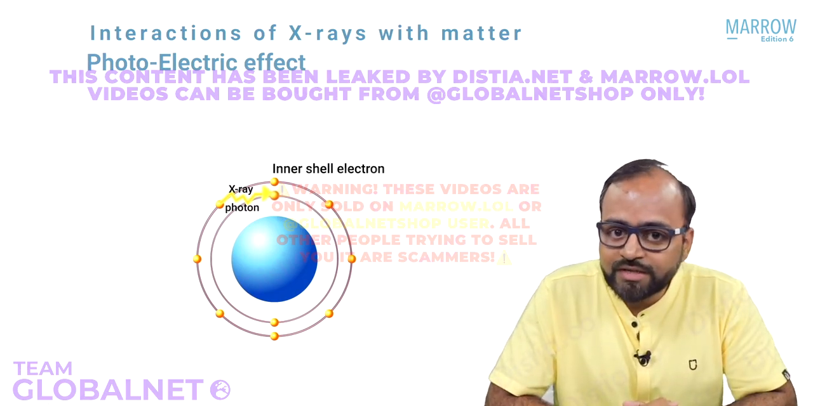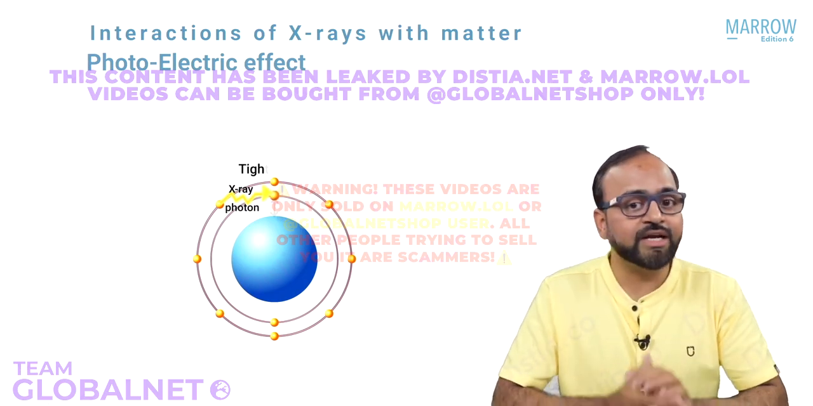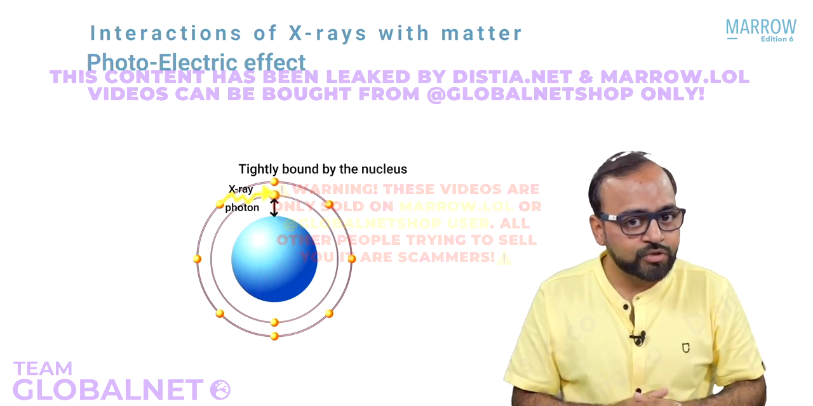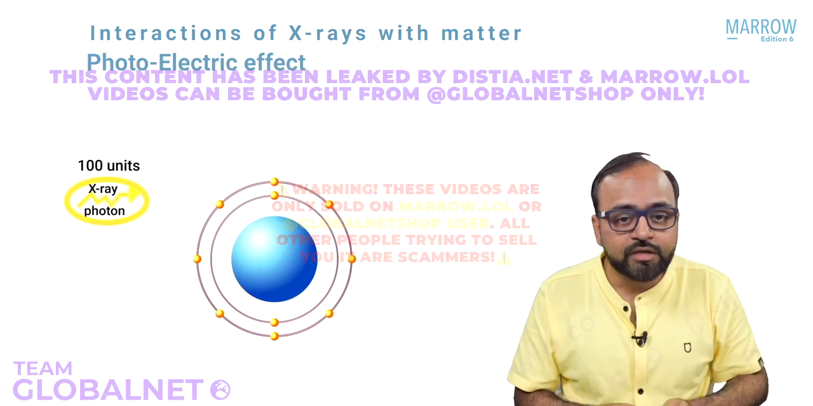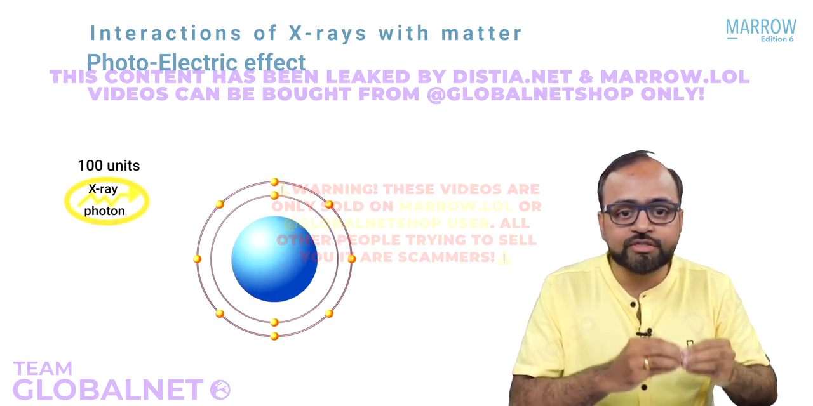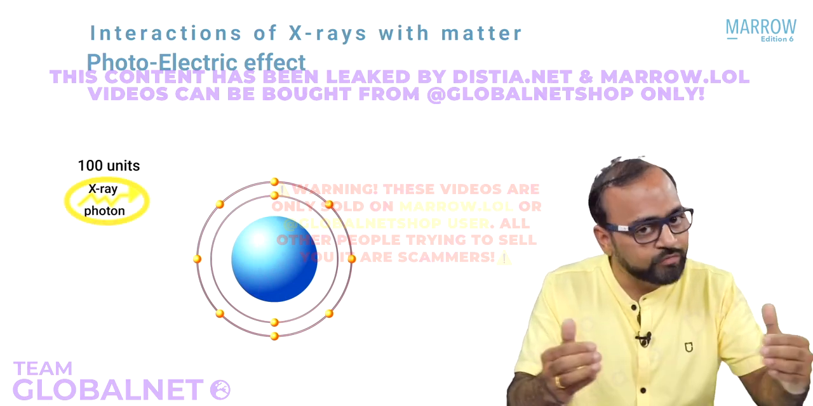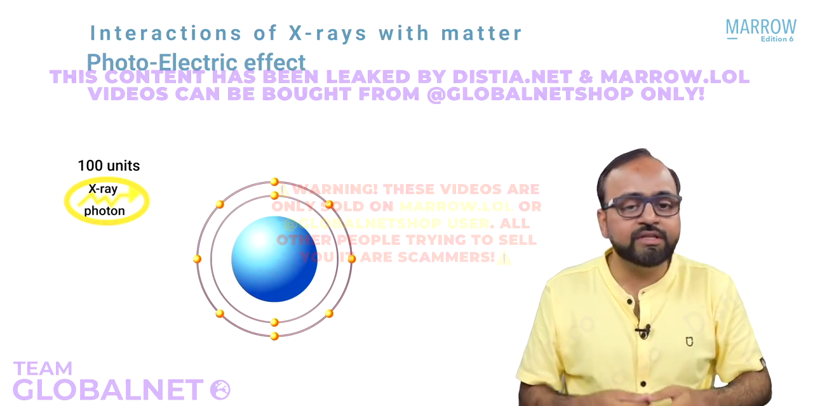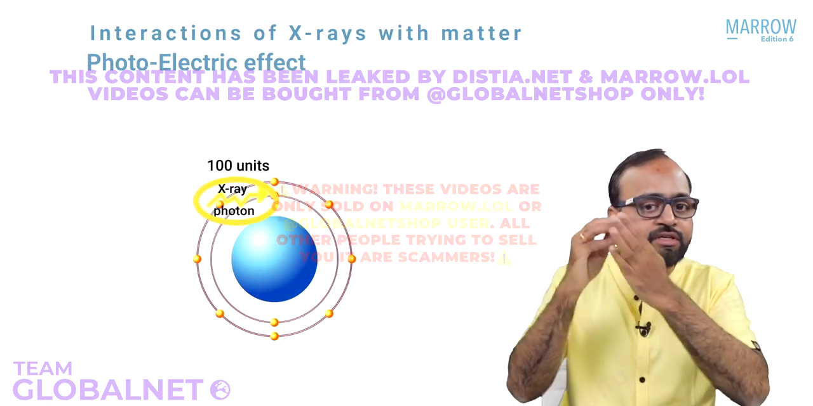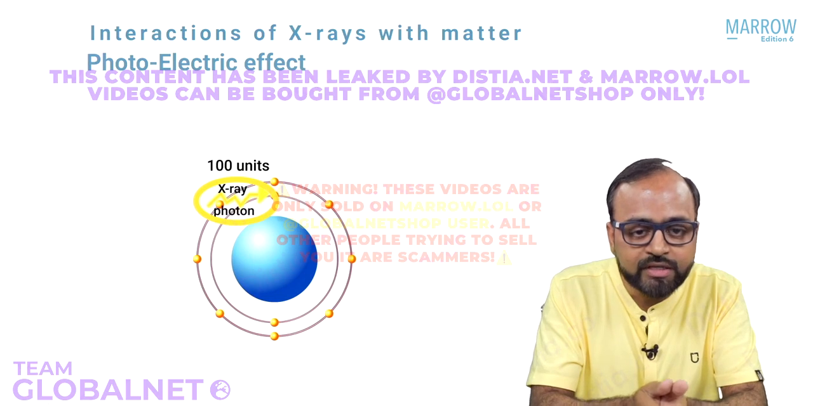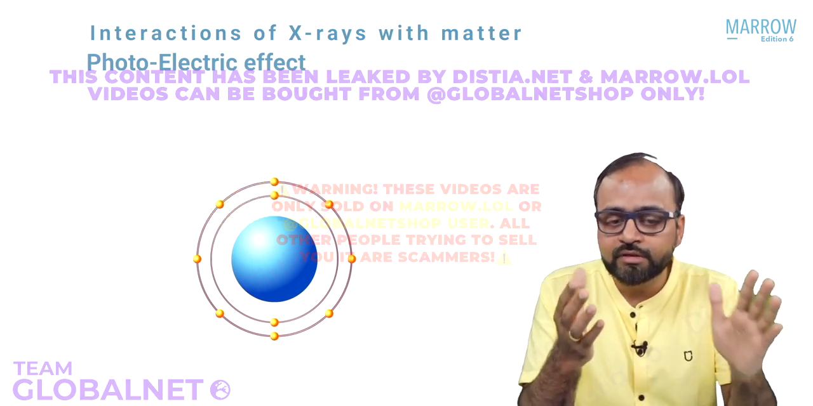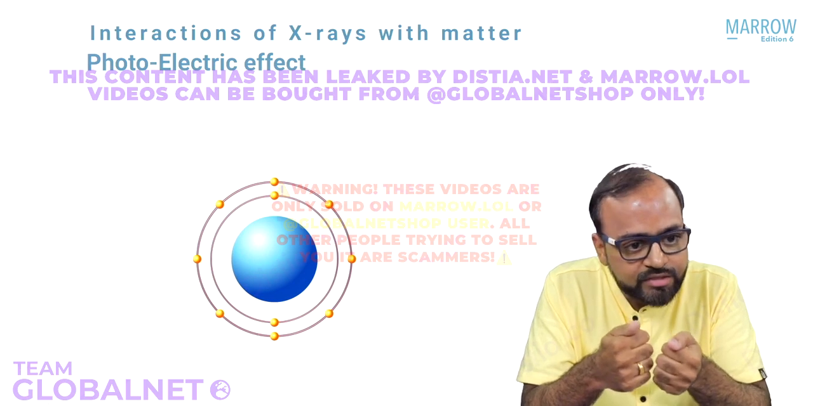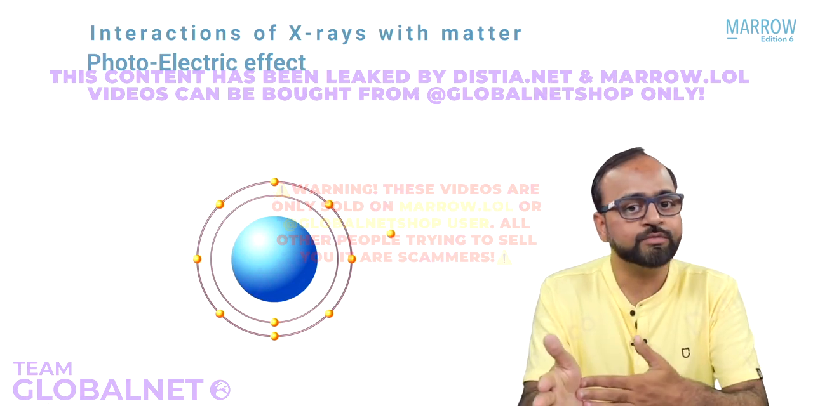Do you realize that an inner shell electron is very tightly bound by the nucleus? So if the X-ray photon has come with 100 units of energy, the entire 100 units is required to remove this electron when the collision occurred. So what happens? The X-ray beam gives all its energy to this electron, right? And the X-ray beam completely disappears. This electron has received this energy, and is thrown out of this particular atom.